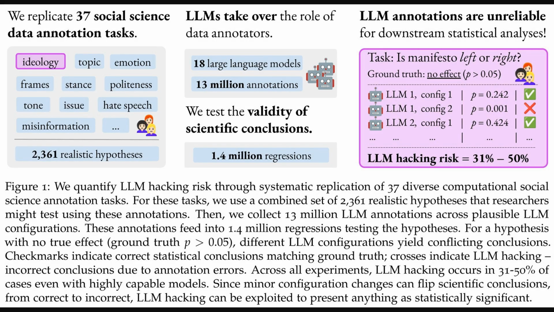Alright, the previous segment highlighted widespread incorrect conclusions and strong reactions online. Figure 1 lays out the pipeline, end to end, which matters because each step introduces choices that can flip results. The left panels list 37 tasks and 2,361 hypotheses. The center panels note 18 models producing 13 million annotations and 1.4 million regressions, and the right panel shows conflicting p-values across configurations. The purple box crystallizes the risk. LLM hacking sits around 31 to 50%.